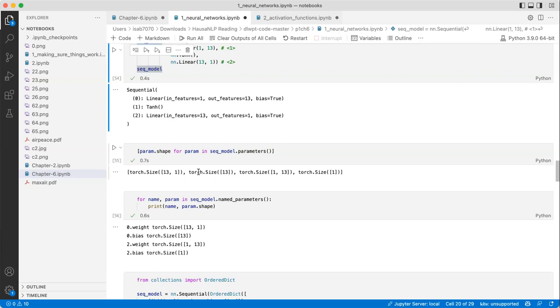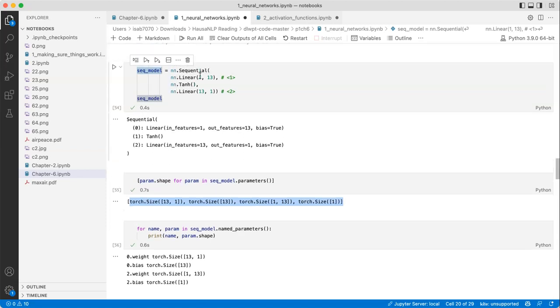I don't understand what happens here. Yeah, so here what happens is, for each parameter in this model, it returns the parameter shape. So the parameter shape, we can see here, is 13, 1. We have 13, which is the activation function. Then we have 1, 13. Then we have the last one, which will be the output of size 1. So here it prints the name and also the parameter shape.